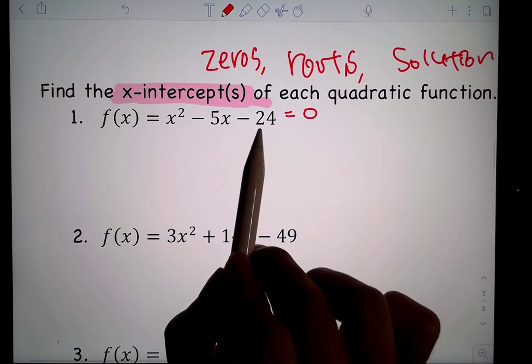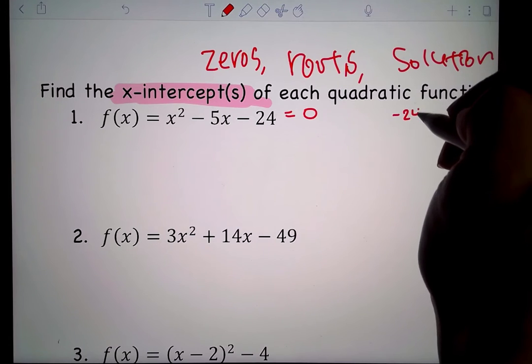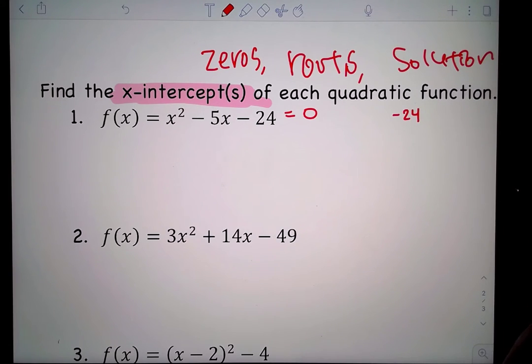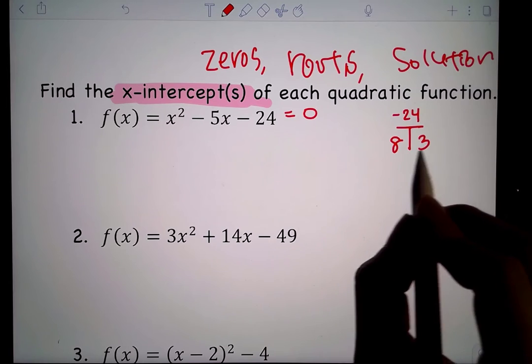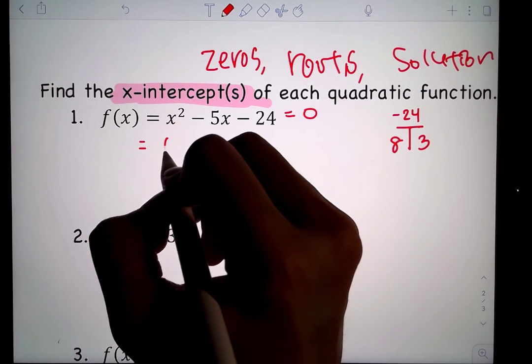So for this, I'm gonna break down this 24. Let me see if I can factor this. So 24 and I want to get 5, right? So 6 and 4 does not work. 8 and 3 works, right? 8 and 3, then your difference is 5. So we can factor this. So that is x.